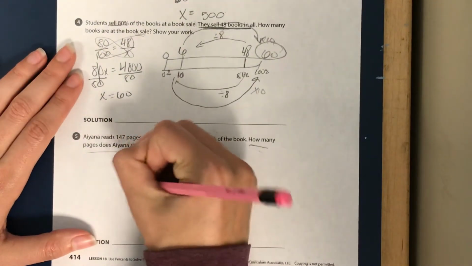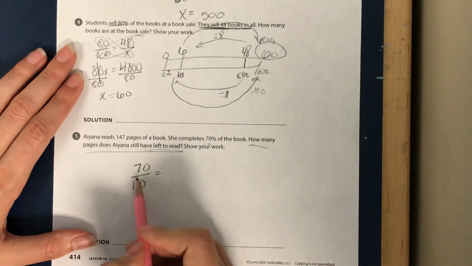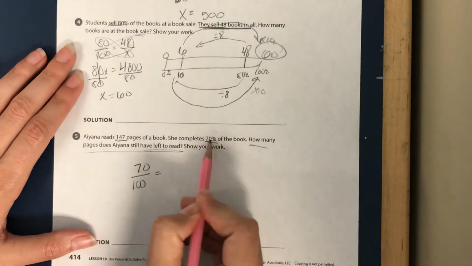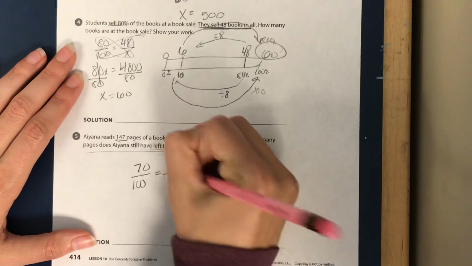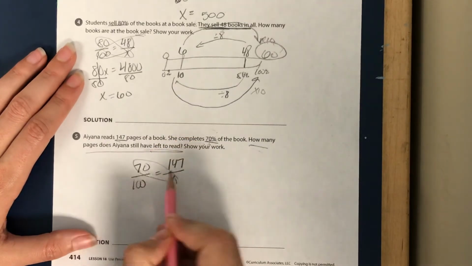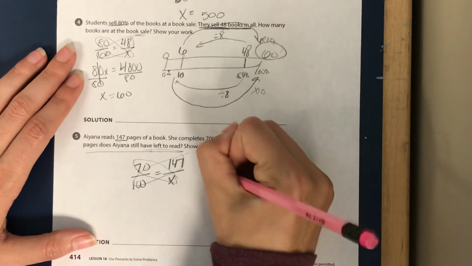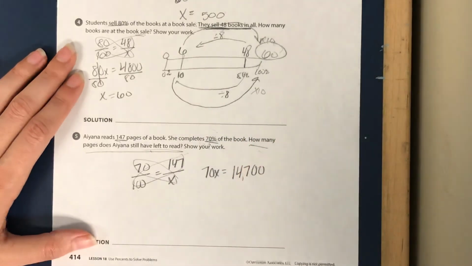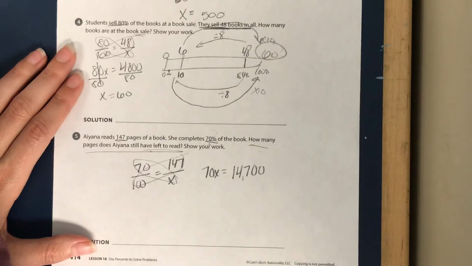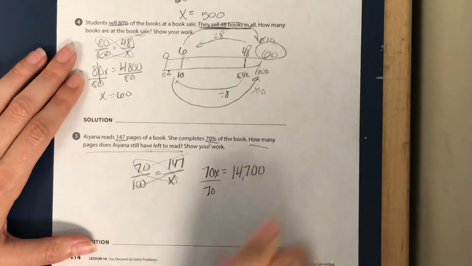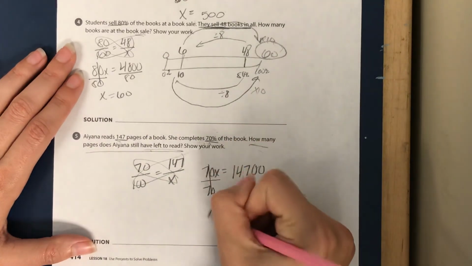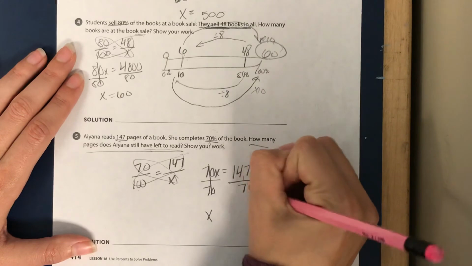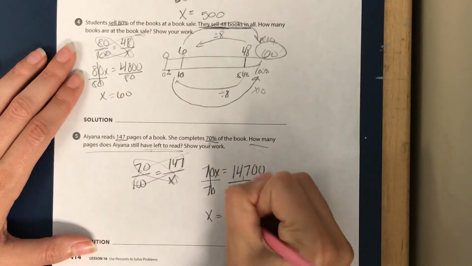70 over 100. And then we're going to set it equal to, this remember is our part because it is 70%, 147 over x. I'm going to cross multiply, and I'm going to get 70x equals 14,700. And then, again, you can see the same theme over and over again. I'm going to divide by the number that's in front of my x. 70x divided by 70 leaves me with just an x. I'm going to divide by the same number over here, and I'm going to get 210.